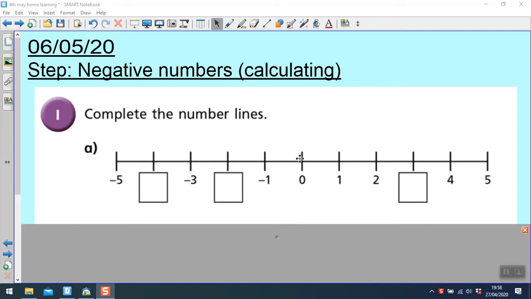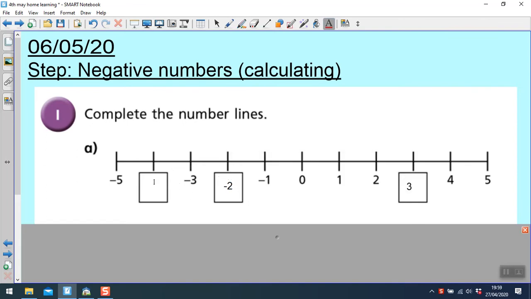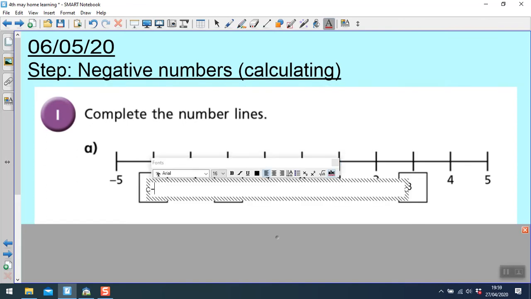So I can see on a scale that the numbers are going up in ones. 0 add 1 is 1, add 1 is 2, add 1 is 3, so this is going to be 3. So they're going forwards in ones, and these are going to be going backwards in ones from 0. 0 take away 1 is negative 1, take away 1 is negative 2, take away 1 is negative 3, take away 1 is negative 4.